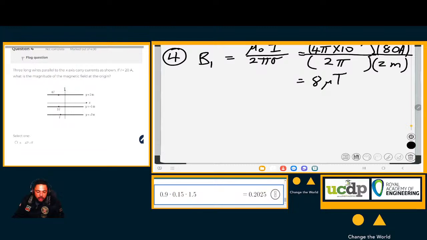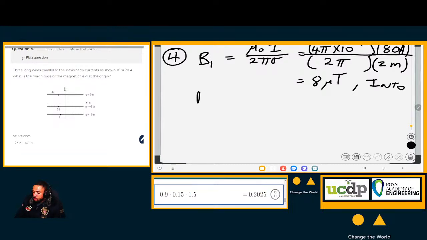Now if we work that out, if you were to calculate it, you will find that it is 8 microtesla. And it is going, let's just use our right hand rule, point our thumb in the direction of the current, and our fingers would curl in the direction of the magnetic field, and at the origin it will go into the page. So we have 8 microtesla into the page.